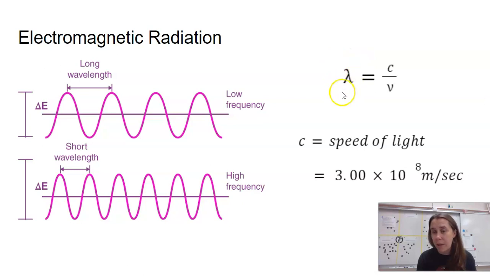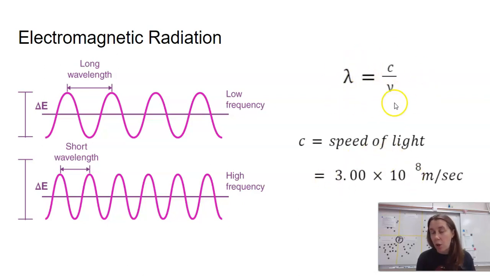Lambda is our wavelength. Okay, that's a Greek letter. It looks kind of like an upside down Y. And it is equal to the speed of light, which is the same for all kinds of light. The wavelength and the frequency will change depending on what kind of light it is, but the speed of the light is the same no matter what kind of light it is. And that value is 3 times 10 to the 8th meters per second. That value is given on your equation sheet, so you don't need to memorize it.